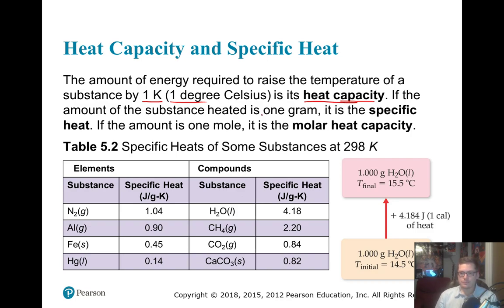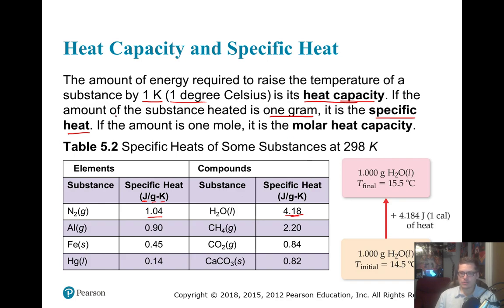If your substance is exactly 1 gram, it has a special name called the specific heat. Down here we've got a whole bunch of specific heats. For nitrogen, it takes 1.04 joules to raise 1 gram 1 Kelvin, and mercury takes 0.14 joules per gram Kelvin. You can see these molecular compounds over here. Water takes a lot of energy comparatively to raise it 1 degree, so you have to add 4.18 joules for every gram and for every degree you want to move up.